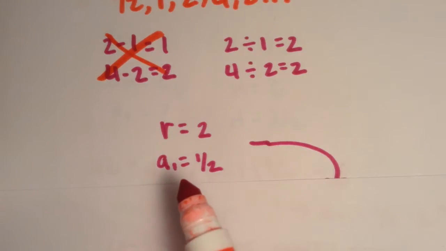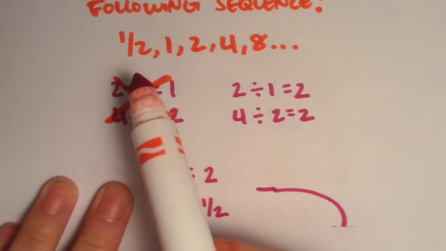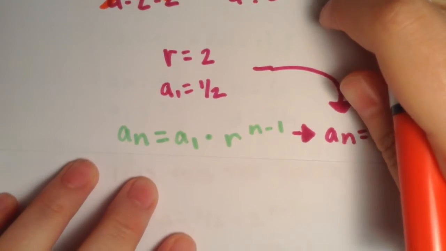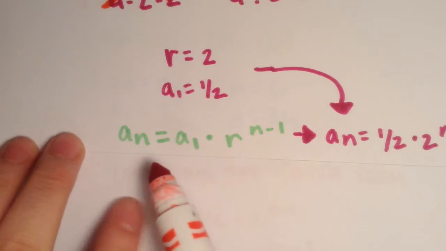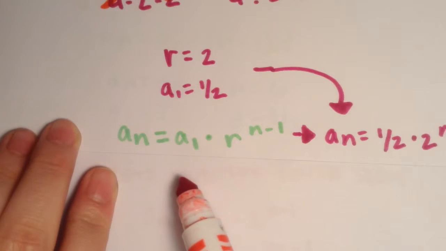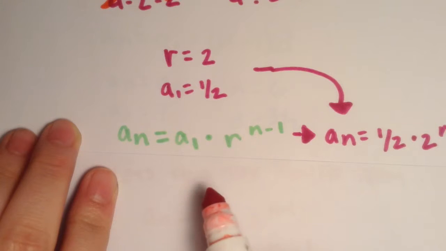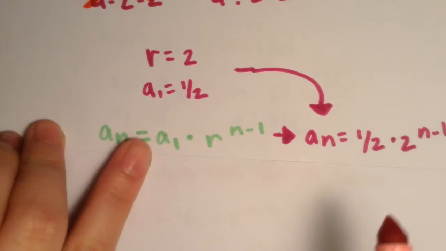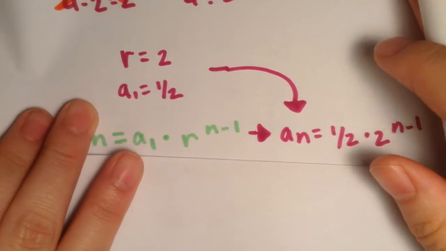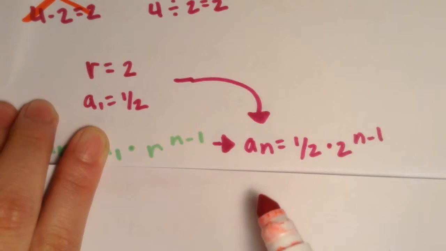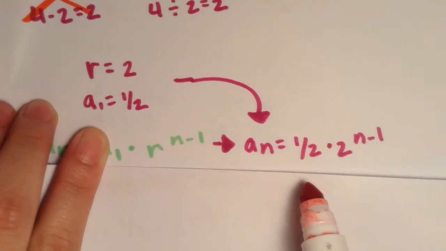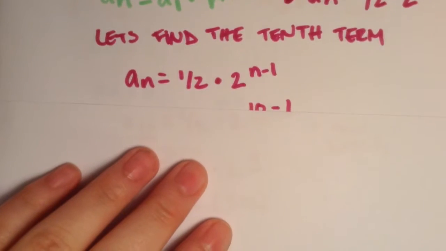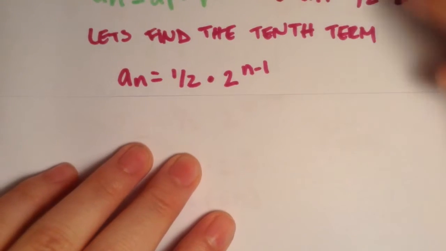And right here, we know the initial value is 1/2. That's simple. And from our equation, we have a sub n equals a sub 1 times the ratio to the power of n minus 1. We're just basically plugging this in with what we have. As you see, I just plugged in the 1/2 as the initial value and the 2 as the common ratio.